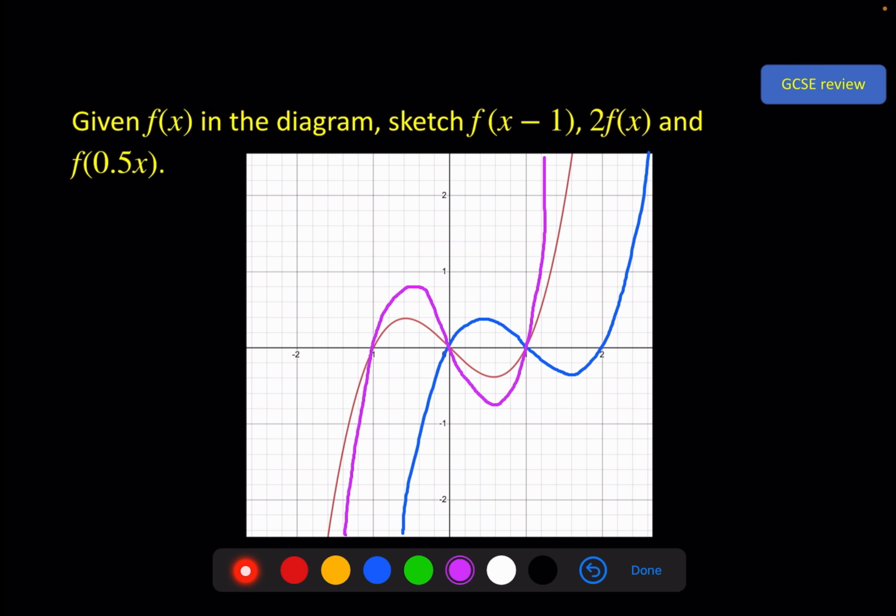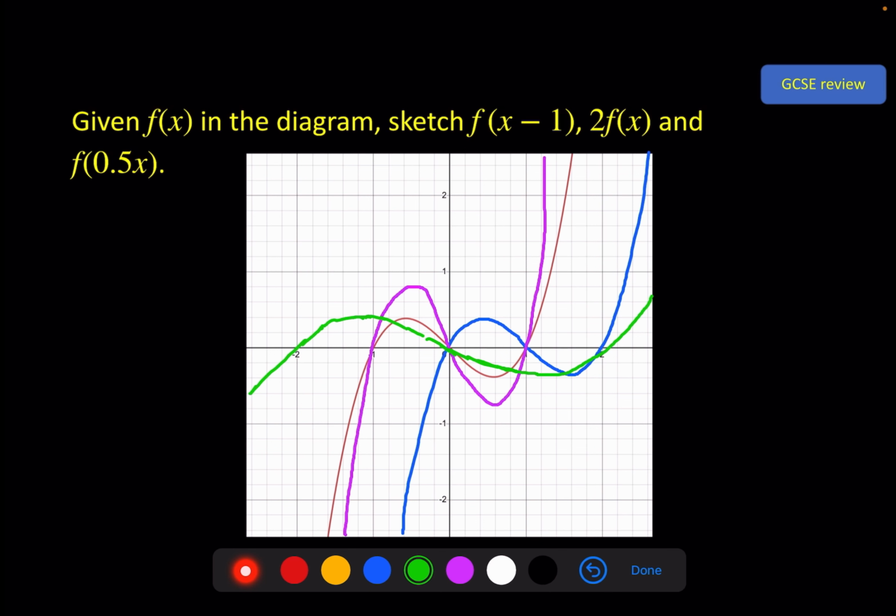And finally, f of half x, with the half inside the bracket, is a horizontal stretch. Intuitively it looks like it should be a half times stretch, but actually it's a 2 times stretch, because you divide by this number, whereas you multiply by this one. So that will go over here somewhere, come down through 0, over here, and up through 2.